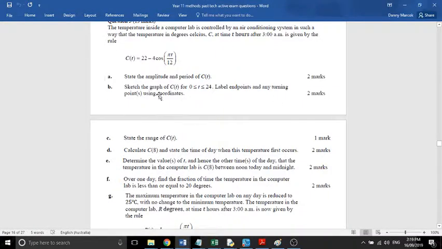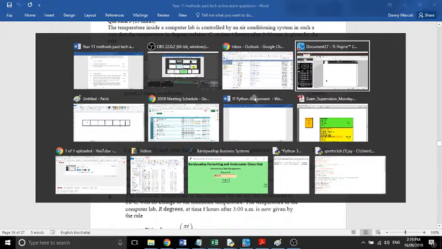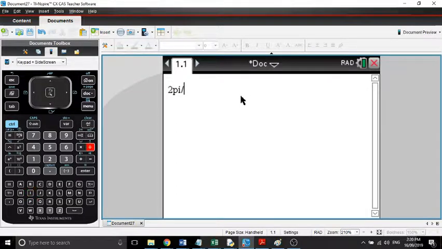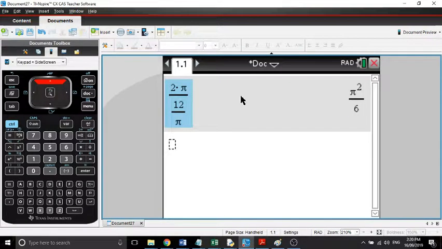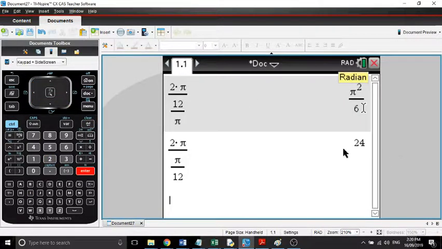For this question, we're doing some trigonometry again. We've got this question about a computer lab, where the time after 3 a.m. is given by the rule of this. So the first thing: the amplitude is 4, it's the coefficient of sine, and the period is 2 pi divided by pi on 12. Sorry, my mistake: 2 pi divided by pi on 12 gives 24. So we've got a period of 24 hours.